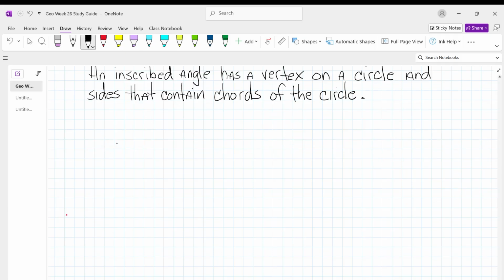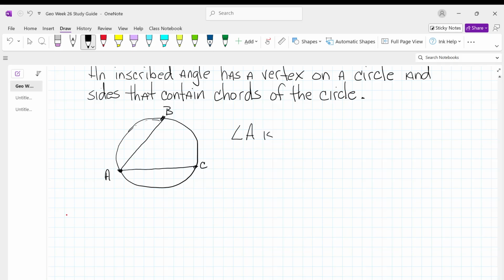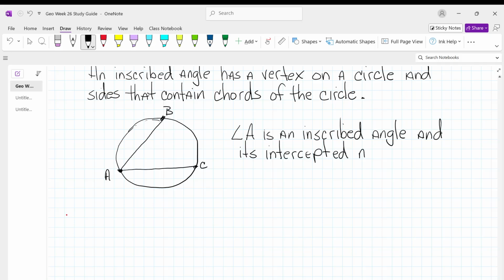So if you draw a circle on your paper, and you put a point on the circle, point A, and then if you draw a chord up and to the right, and then another chord to the right, call those points B and C. Angle A is an inscribed angle, and its intercepted arc is arc BC.